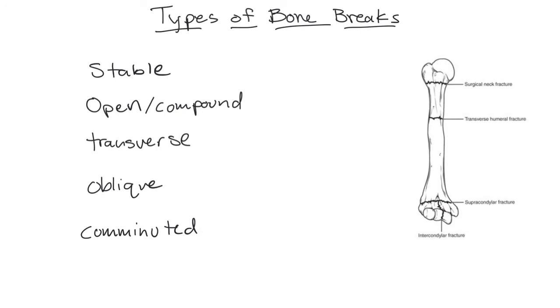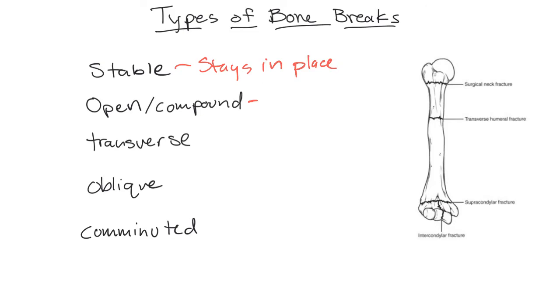Since you'll be discussing bone breaks, I wanted to talk a little bit about different types of bone breaks. We've talked about fracture. Fracture just means the bone breaks, but it can break in a number of different ways. A stable fracture means that the bone breaks, but the bone's not out of place in any way. In this transverse humeral fracture here, you can see the bone is still in the right area. It just cracked. So it's a stable fracture.